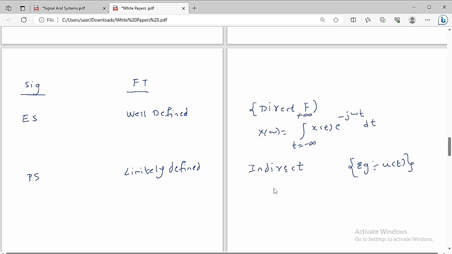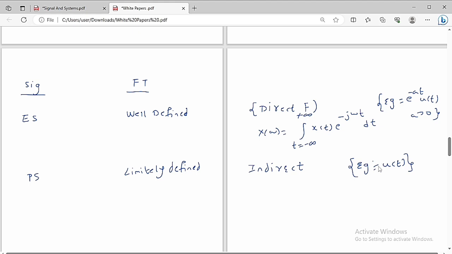And what is the best example of an energy signal? It is e to the power of minus at into u of t for a greater than 0. It is the best example of an energy signal. So for this, we can easily get the Fourier transform with the help of the direct formula. For u of t, which is a power signal, we cannot get the Fourier transform with the help of the direct formula, but with the help of properties, we can get it. This one I already told you so many times.